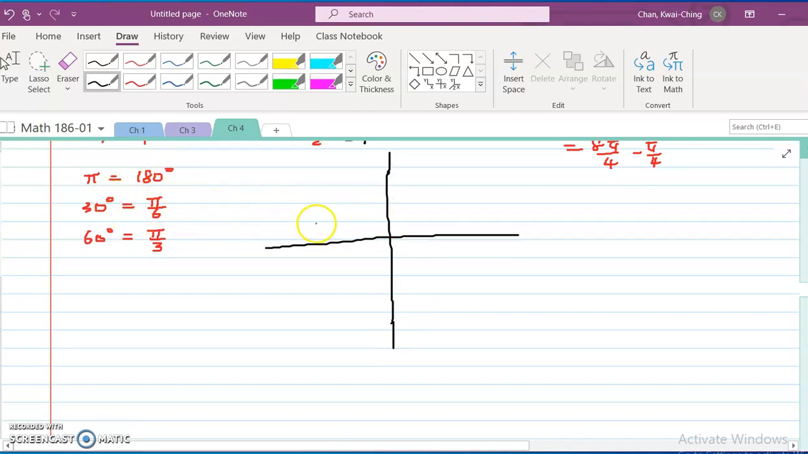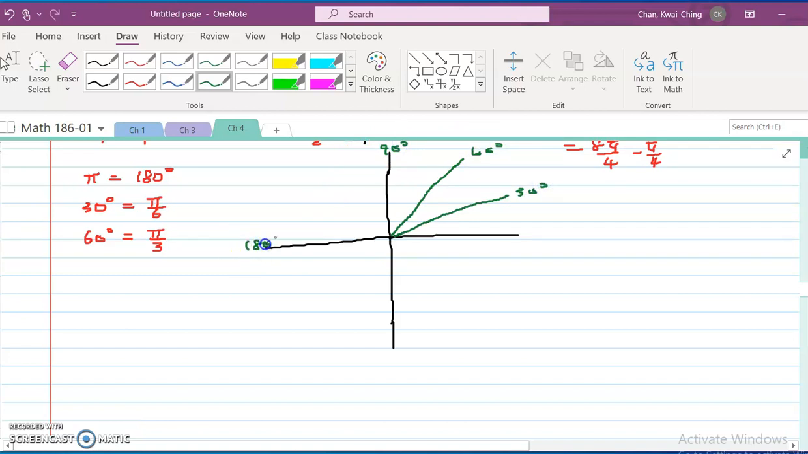Okay, so where is pi over 6? Let's use green. Pi over 6 is 1/3 of 90, and pi over 3 is 2/3 of 90. So I write this as 30 degrees, and this is 60 degrees, and this is 90 degrees.